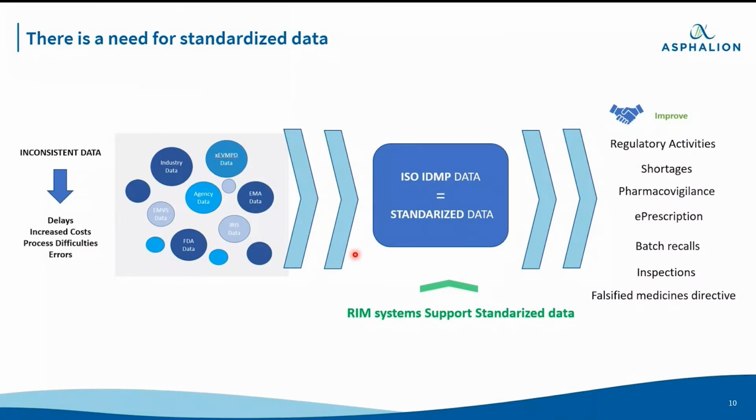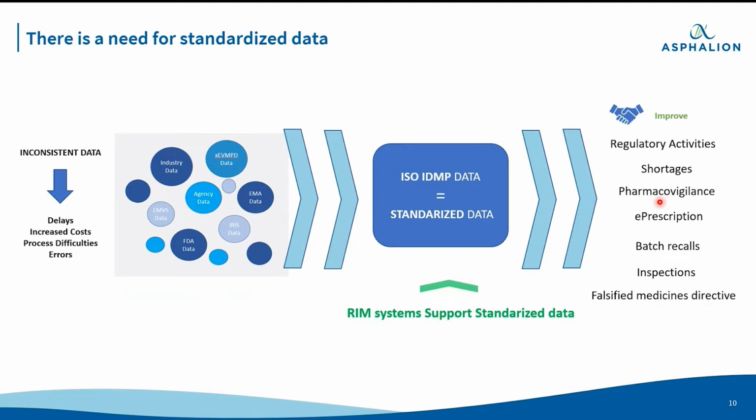So to start with, we know that everybody is creating and manipulating data. So industry, agencies, marketing authorization holders, and other organizations. And this data is supposed to serve a purpose. But as there are many stakeholders manipulating and creating data, it tends to be inconsistent, which causes delay, increased cost, process difficulties, and errors. But as we said before, right, this data has to serve a purpose.